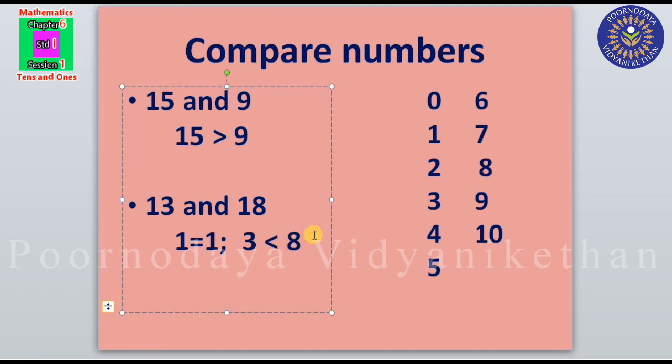So what do we have to write? 3 is less than 8, so 13 is less than 18. Did you understand?